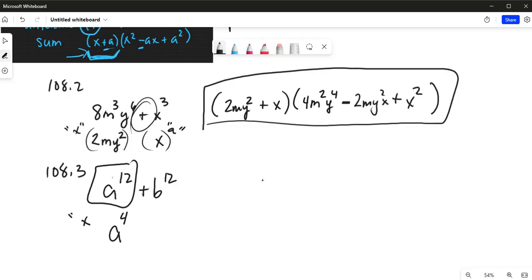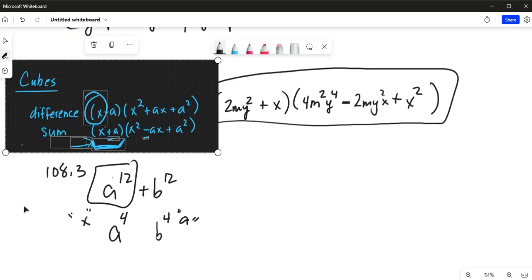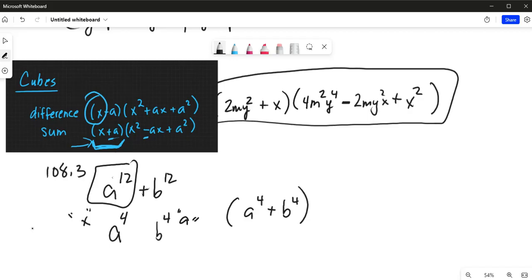So this is the x, and then the cube root of b to the 12th is going to be b to the 4th, and that's the a. Then we're going to put it in that form. This is also a sum of cubes. So it's x plus a times x squared minus ax plus a squared. In the first parentheses, it's going to be just a to the 4th plus b to the 4th.